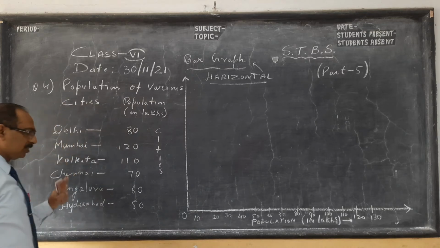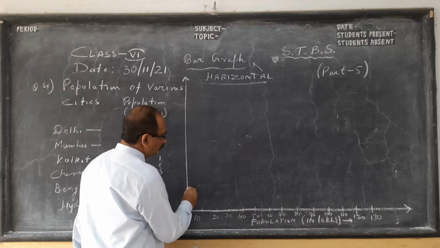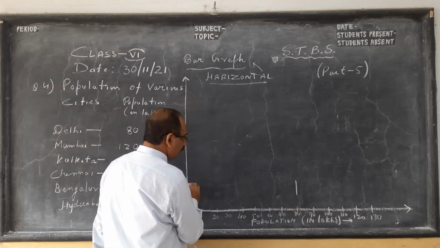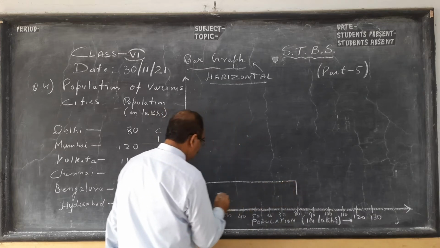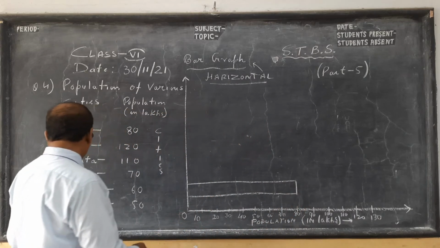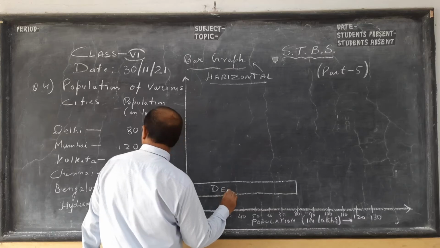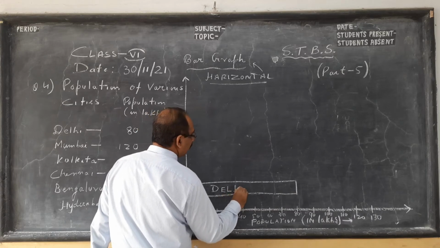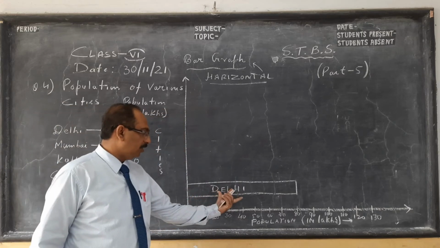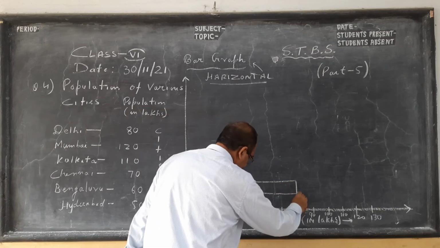So this is the data. First one is Delhi, 80. Here we put a line, and a sufficient gap has to be there. So this will be 80. Here we have a lot of space, so we can write Delhi like this. This is the advantage of this: we can write longer words over here. So Delhi, you see, is up to 80. This is the size where it will end.